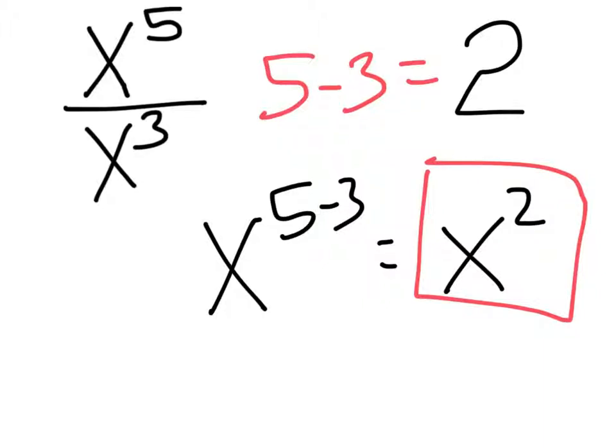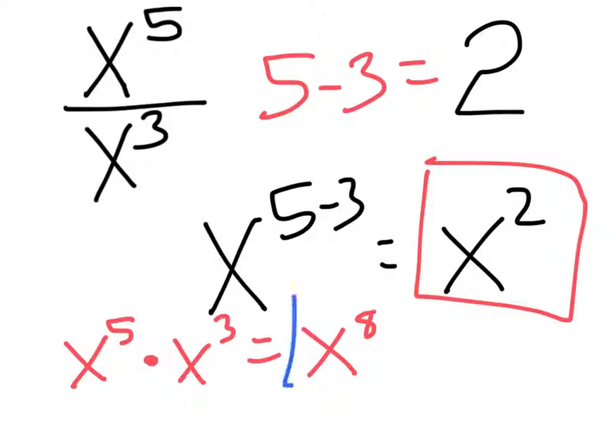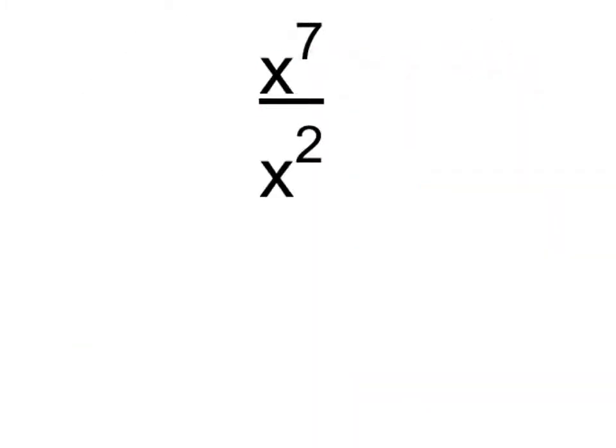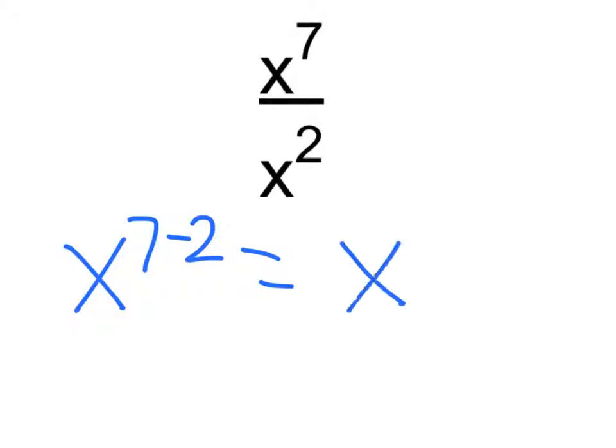And this is similar to what we did the other day when we were talking about rules for multiplication. We know that, for example, if it was x to the fifth times x to the third, we would add the exponents, and the answer would be x to the eighth. This is like that, except instead of multiplication, it's division, and instead of adding, we're subtracting. So let's try a few more. Here we have x to the seventh divided by x to the second, and we can simply subtract the exponents. I know that 7 minus 2 is 5, so the answer to this is x to the fifth. That's it, and we're all set.